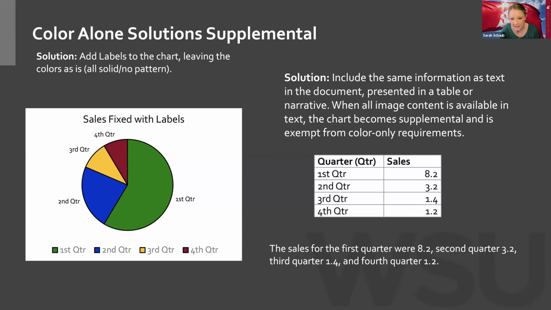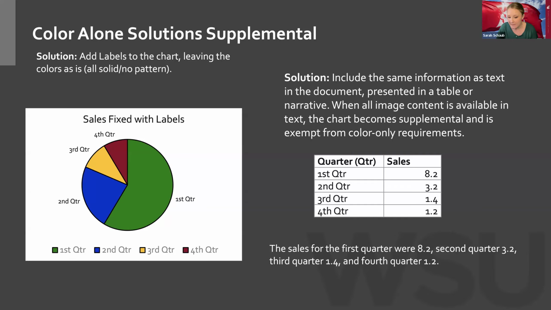A solution to make that accessible would be to either include a table that also has the same data, or create a narrative in the text that accurately explains the data within that chart. So include the same information. And then the actual pie chart becomes supplemental and isn't necessarily required to be accessible on its own. So I've provided an example of a table that includes the quarter and the sales information that would satisfy that requirement or be a solution for this.